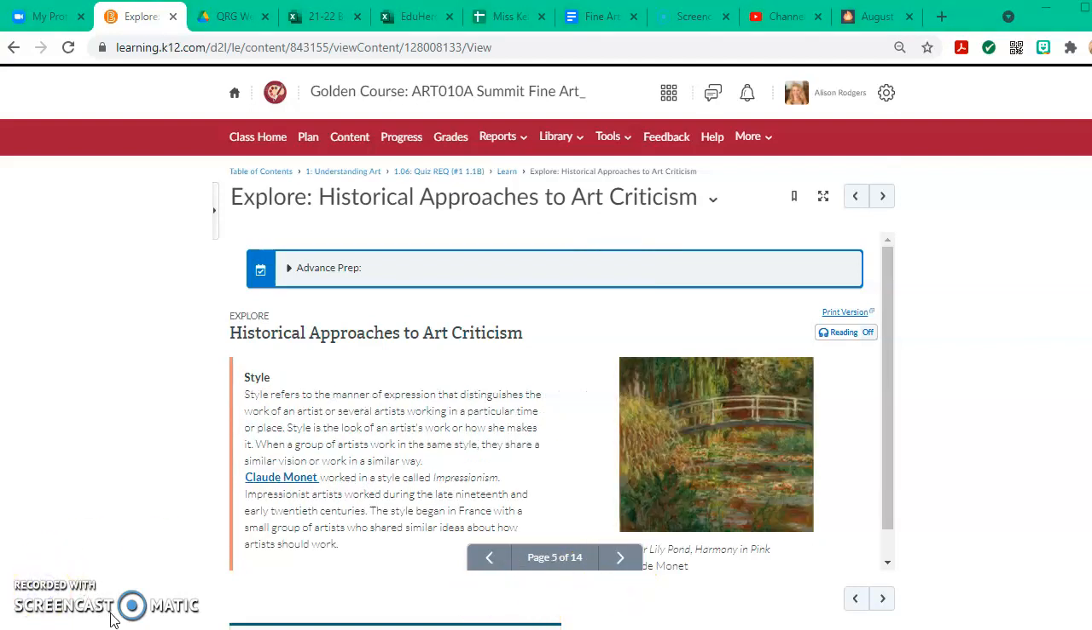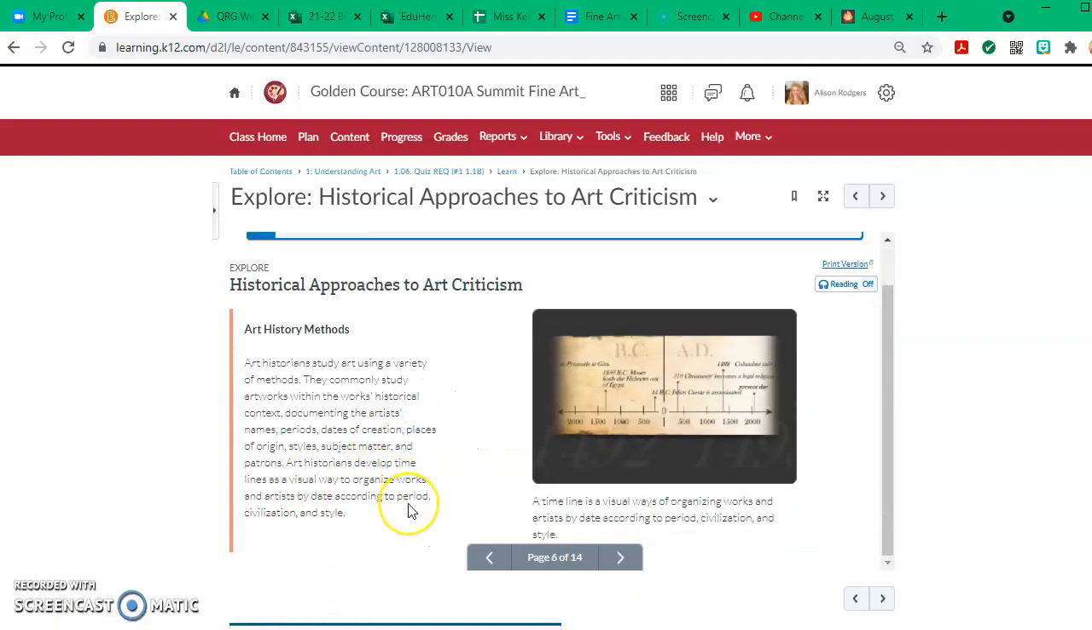Style. Style refers to the manner of expression that distinguishes the work of an artist or several artists working at a particular time or place. Style is the look of an artist's work or how she makes it. When a group of artists work in the same style, they share a similar vision or work in a similar way. Claude Monet worked in a style called Impressionism. Impressionist artists worked during the late 19th and early 20th centuries. The style began in France with a small group of artists who shared similar ideas of how artists should work.